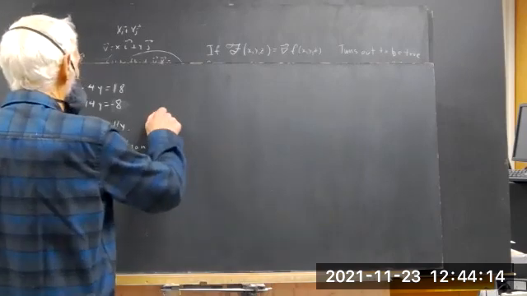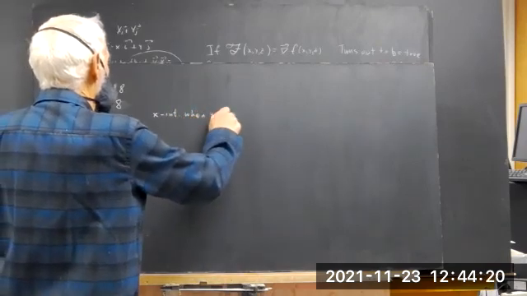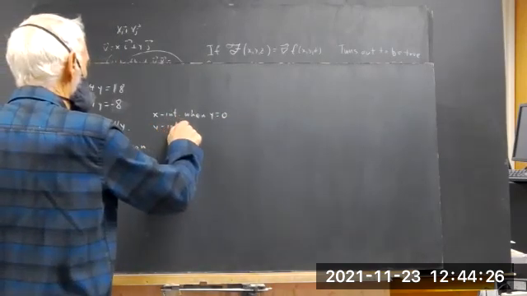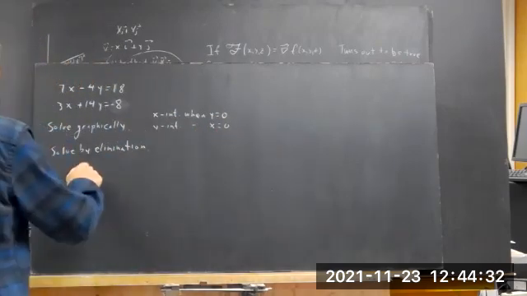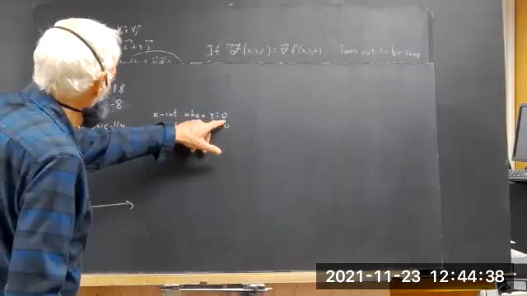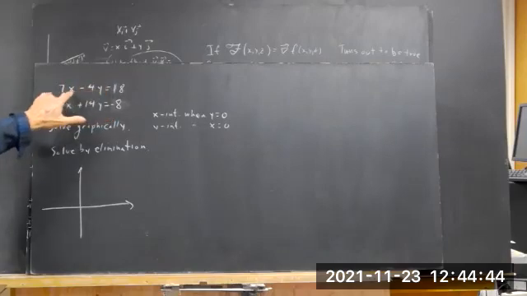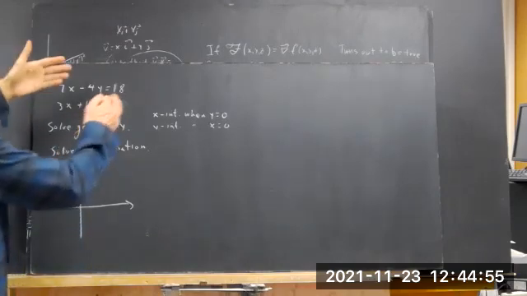Solve graphically. The x-intercept occurs when y equals 0. The y-intercept occurs when x equals 0. So if you're solving graphically, if you let y equal 0, for example, in the first equation, you're going to get 7x equals 18. And the solution to that equation is going to give you your x-intercept, right? Because y equals 0, you're going to have a point (x, 0).